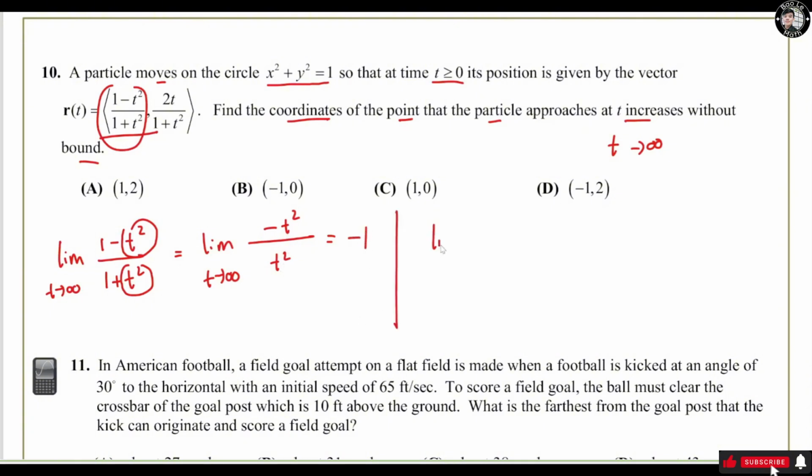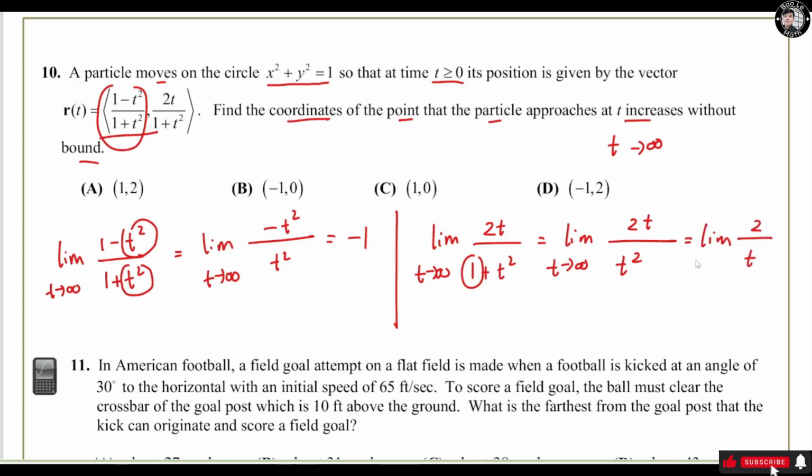Now second one, limit of 2t over 1 plus t squared when t approaches infinity, right? We're going to use the relative growth rate, right? So we can ignore 1 right here. So it could be the limit of 2t divided by t squared when t approaches infinity, right? So divide the top and bottom by t, right? So it could be the limit of 2 divided by t when t approaches infinity, right? It could be 0. So you have the ordered pair negative 1, 0, right? So the answer must be B.